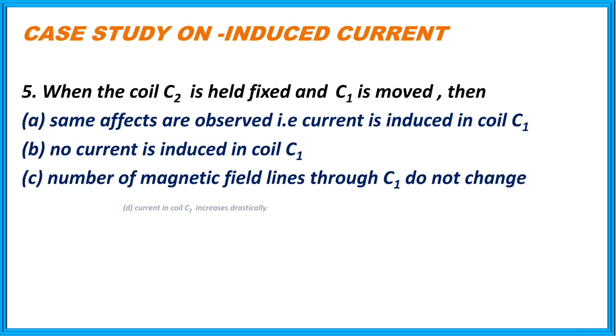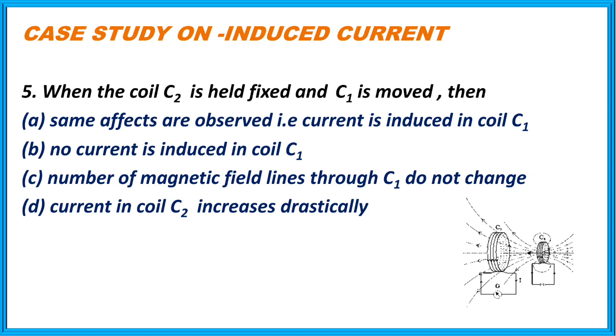Now the fifth question. When the coil C2 is held fixed and C1 is moved, then option A, same effects are observed, that is current is induced in coil C1. Option B, no current is induced in the coil C1. Option C, number of magnetic field lines through C1 do not change. Option D, current in coil C2 increases drastically. So here your correct answer is option A. So in this way we have come to an end.